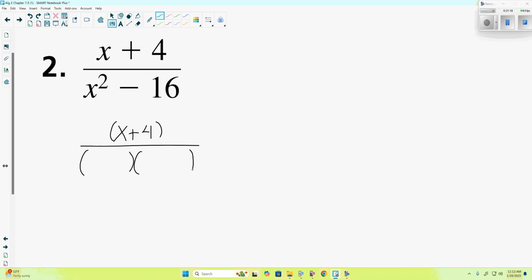Now the x squared minus 16, there's not a greatest common factor between x squared and 16. But it is a difference of perfect squares. It would indeed be x plus 4 and x minus 4. Now x plus 4 and x plus 4 are in common. Now the bottom of the fraction, we have x minus 4 left. What would the numerator be?